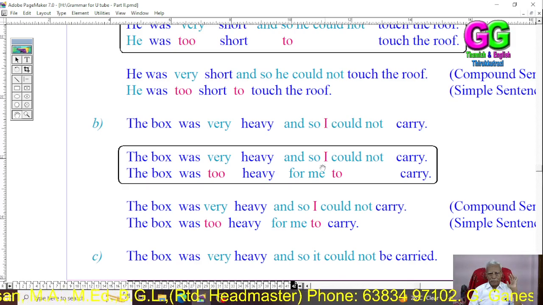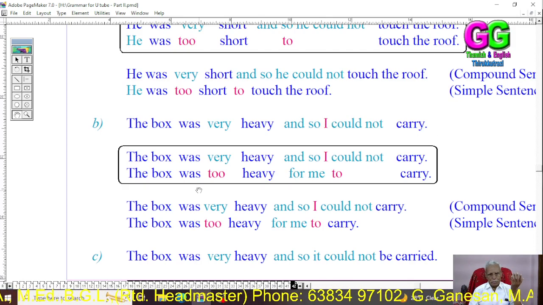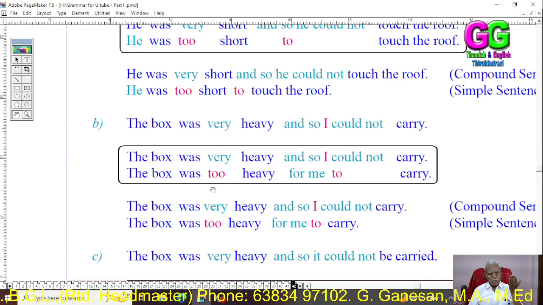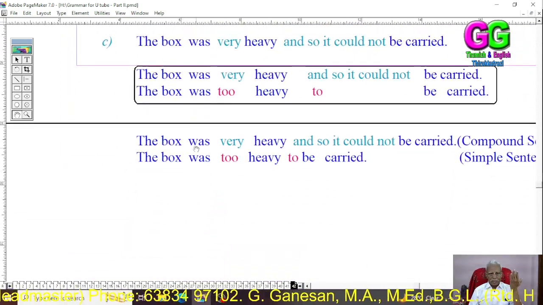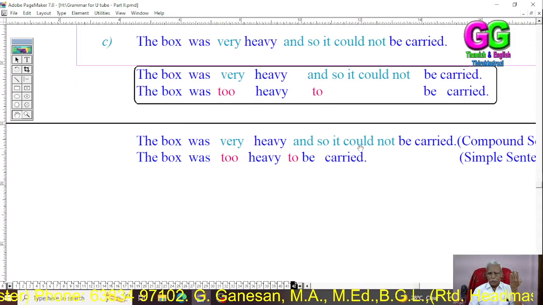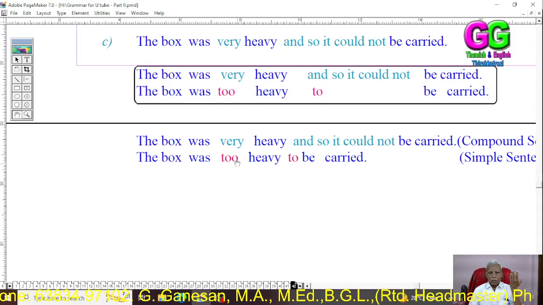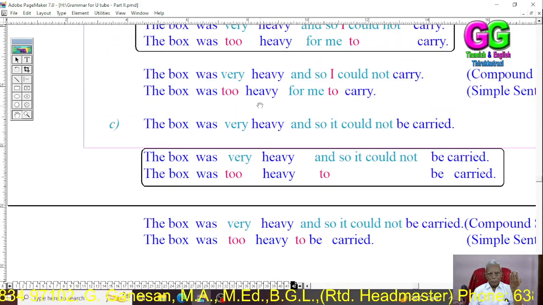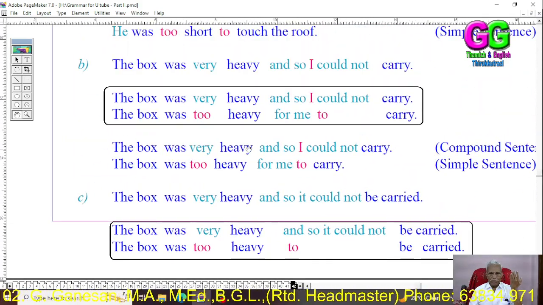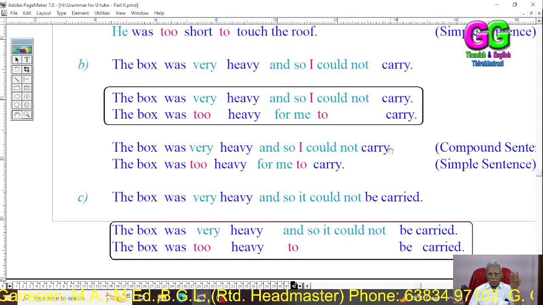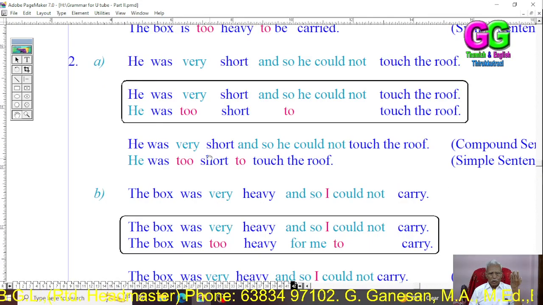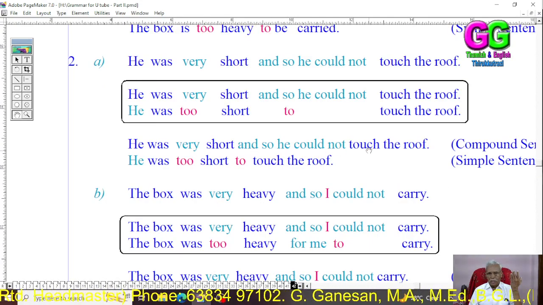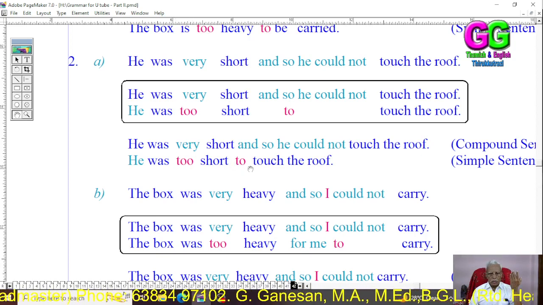Here also, I becomes "for me" and "to". The box was too heavy for me too. Here "it was" is dropped. The box was very heavy and so it could not be carried. The box was too heavy to be carried. The box was very heavy and so I could not carry. The box was too heavy for me to carry. He was very sharp and so he could not touch the rope. He was too sharp to touch the rope. That's all.